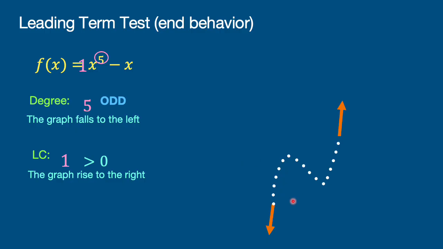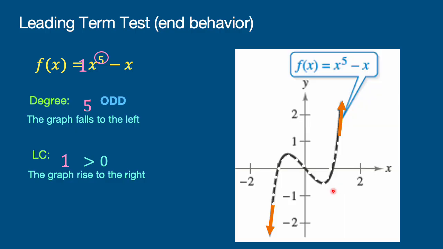Between here, we're going to study later. Guys, make sense? The right side goes up depending on the leading coefficient. The left side, this side, is based on the degree.